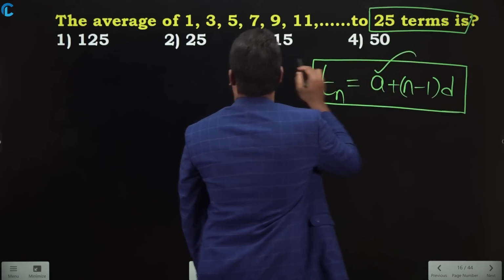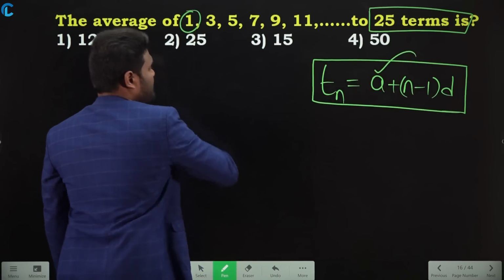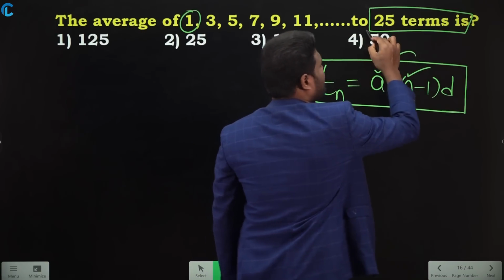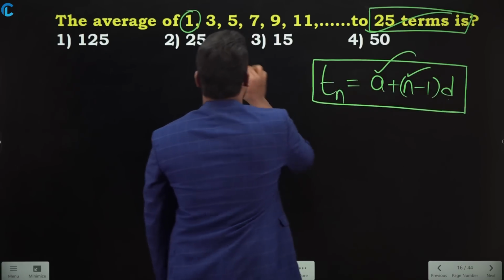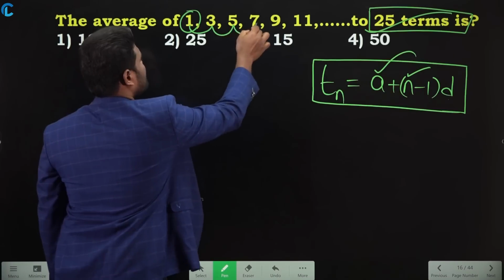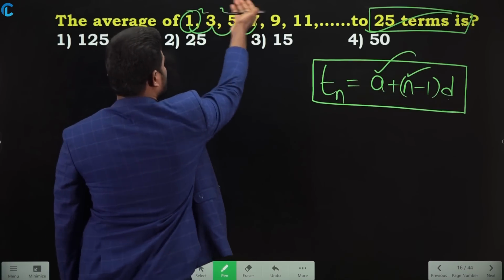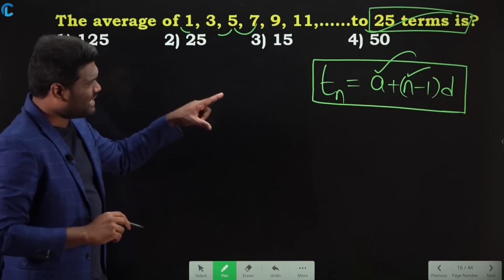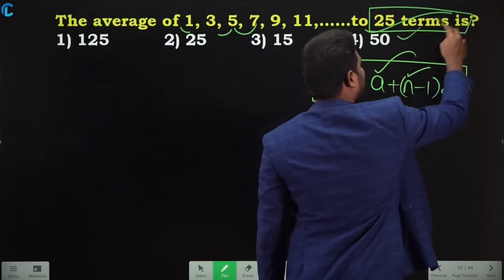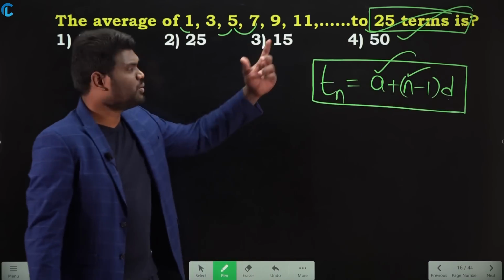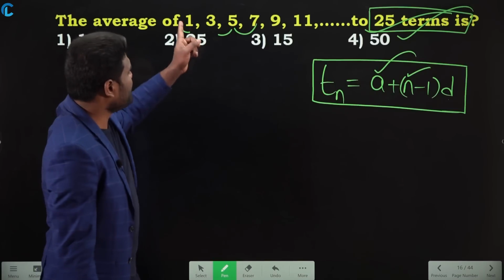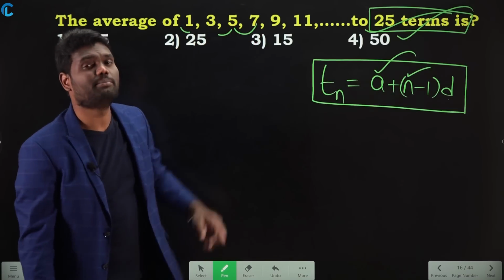A is nothing but the first number. N is nothing but the number of terms. D is nothing but the difference. Look here, the difference is 2, 2, 2, 2. Yes or no? Now if we calculate this, then you will come to know what the 25th term is. If you observe here, the given series is in arithmetic progression.